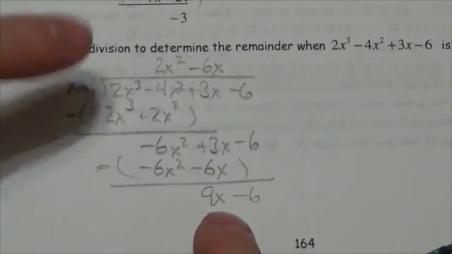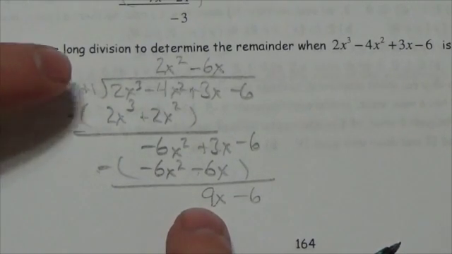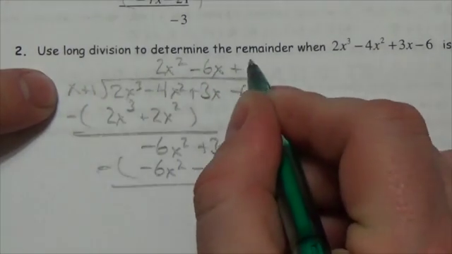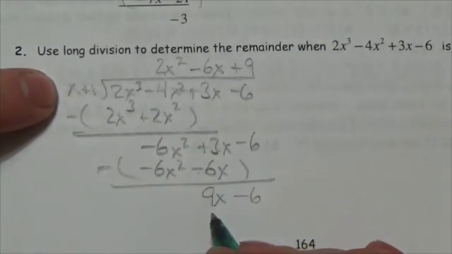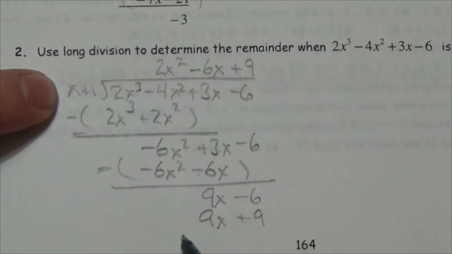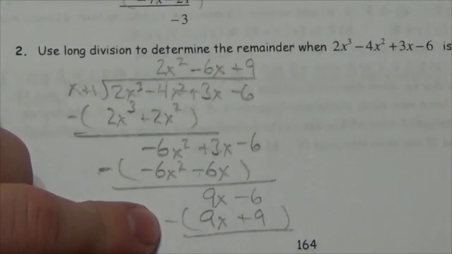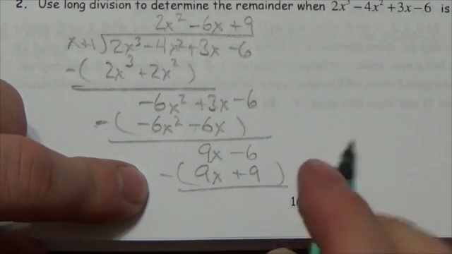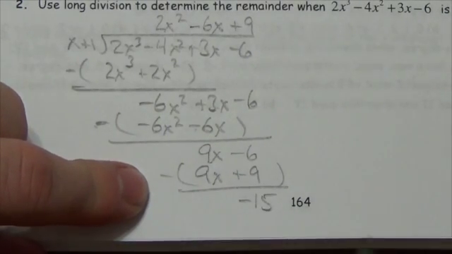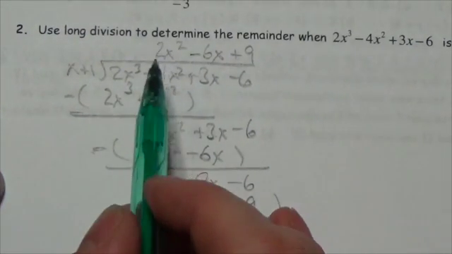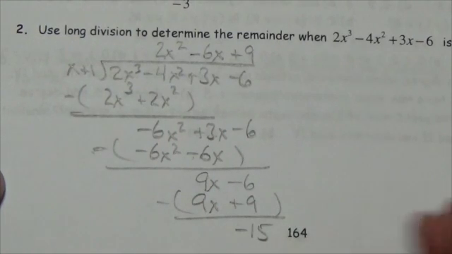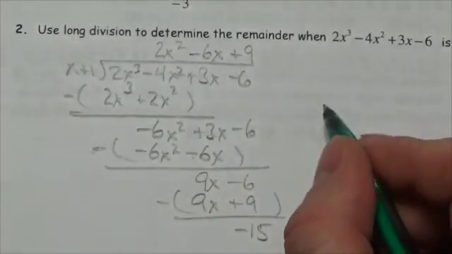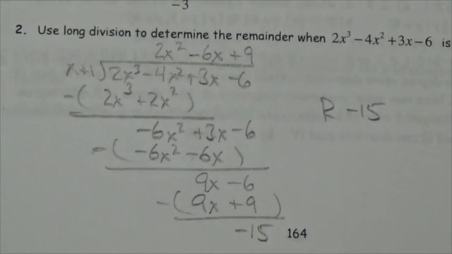I keep going until this is a smaller degree than my divisor. Again, I look at the leading term in my dividend here, compare that to my divisor, and I'm going to want to put a plus 9 up there. So when I multiply that out, I will get 9x plus 9. And when I subtract, I'm going to eliminate the largest degree term, that 9x, and then I'm going to get negative 6 minus 9, which is negative 15. So there's my remainder. My quotient is 2x squared minus 6x plus 9, and I've got a remainder of negative 15. So the question says use long division to determine the remainder. Well, my remainder is negative 15.